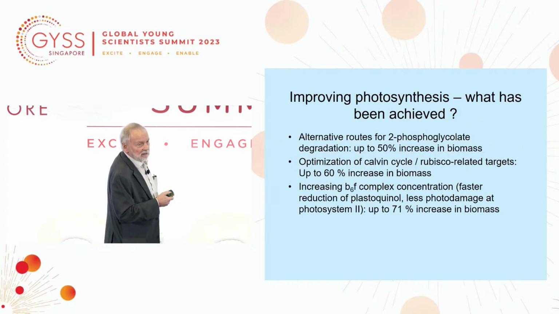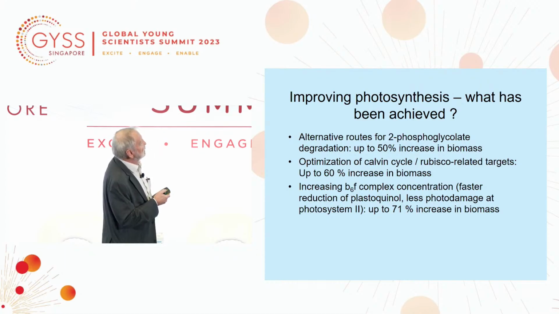So what has been achieved by attempts to improve photosynthesis, and what is already available, is that you can degrade the incorrect product phosphoglycolate by different enzymes. And this leads already to a 50% increase in biomass. You can optimize the Calvin cycle enzymes, and you get up to a 60% increase in biomass.